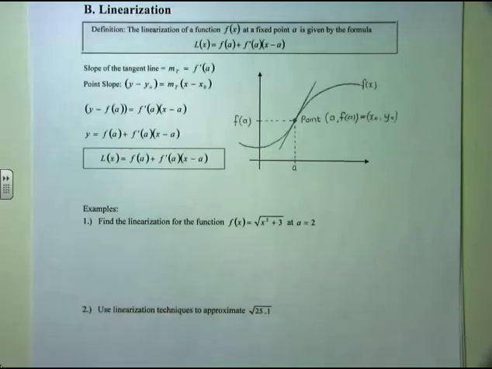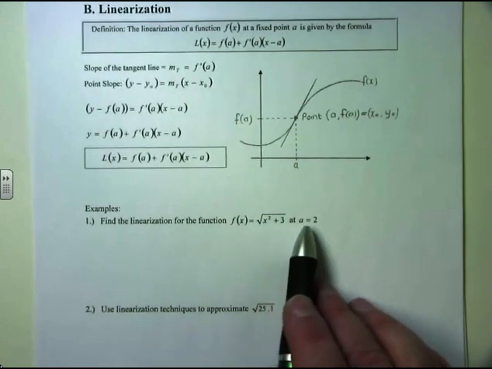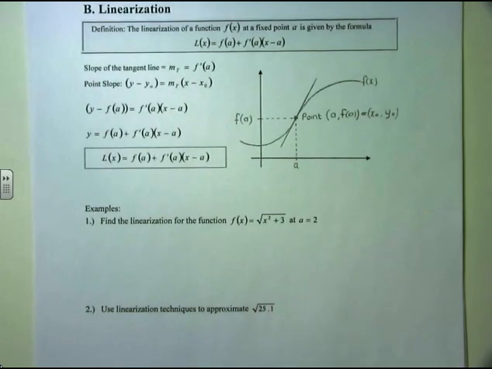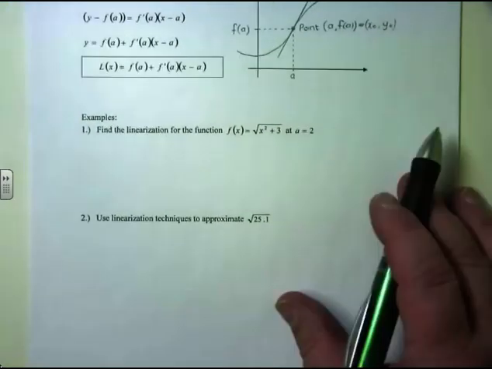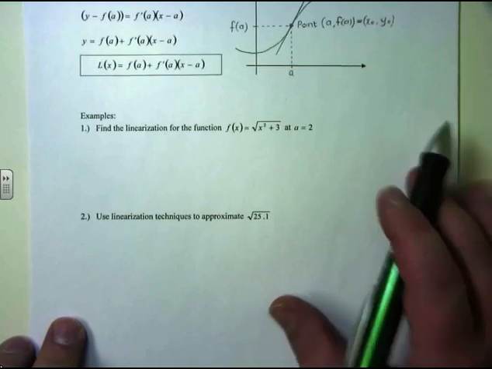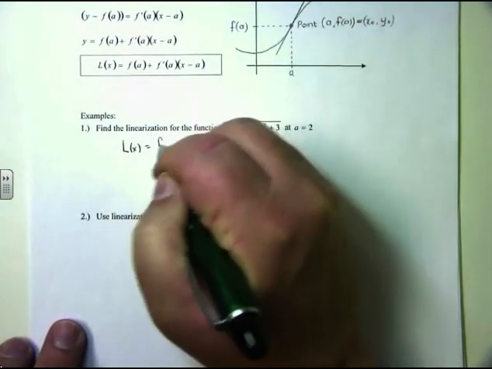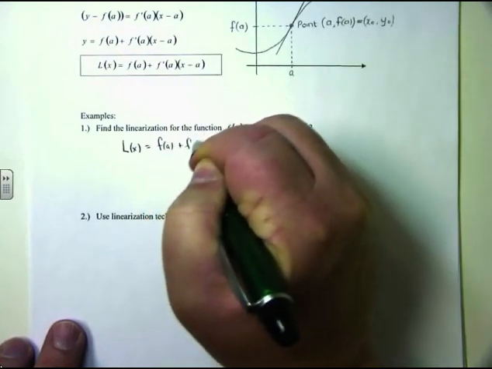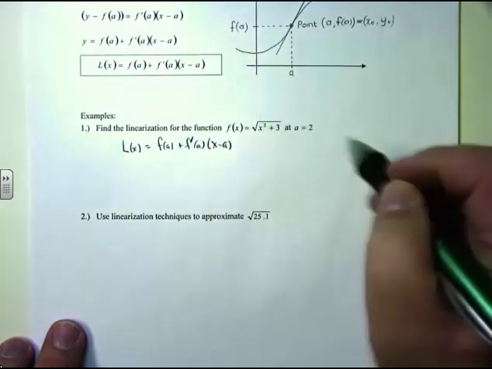So here we go. Find the linearization for the function f of x equals the square root of x squared plus 3 at a equals 2. All right. So let me slide it up so we can see this thing. Well, the nice thing about linearization is if you got that formula memorized, you don't have to do all that point slope formula stuff. So just memorize it. L of x is equal to f of a plus f prime of a times x minus a. A is equal to 2.